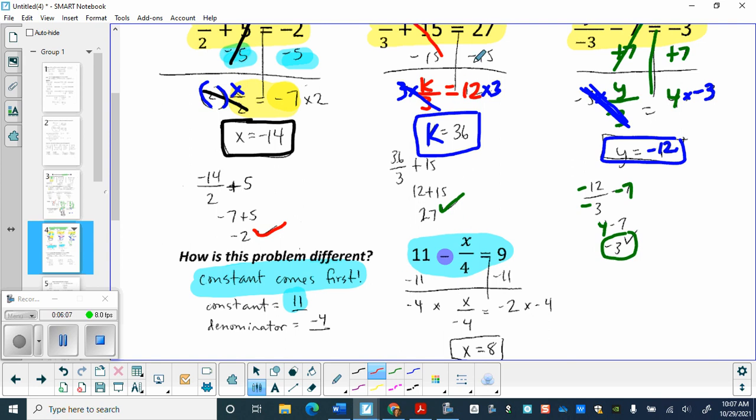We've been getting rid of the number that's all by itself first. So since we have a positive 11, I'm going to subtract the 11 on both sides. Let me just at least get that part taken care of. 11 minus 11 cancels out. And then I still have this left over. 9 minus 11 is this negative 2.